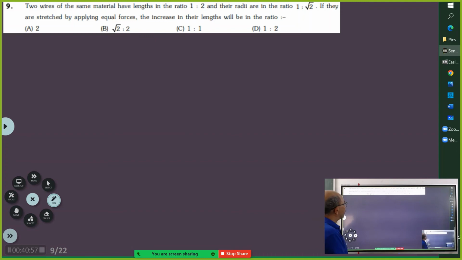Two wires of same material have lengths ratio 1:2. Young's modulus is same. Length is 1:2, and the radii are in the ratio 1:root. So wires means cylindrical, so pi r square. Right. By inspection, you should be able to tell.